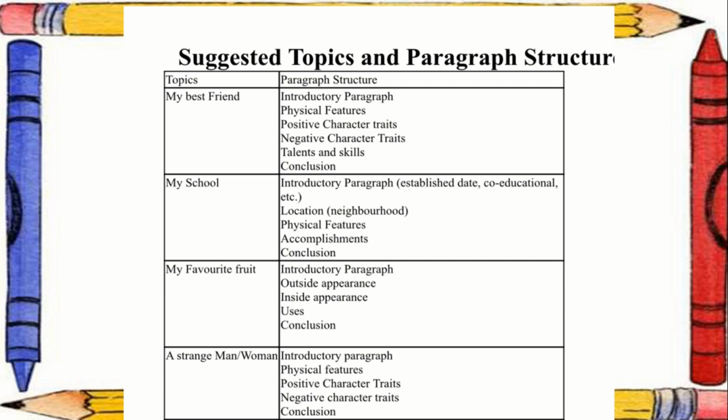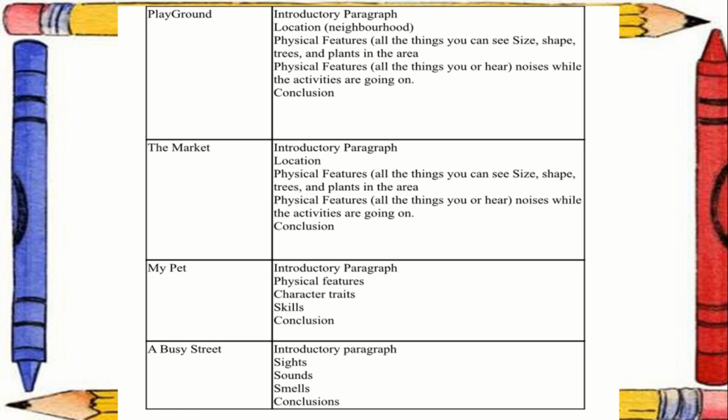So you can write a descriptive about my best friend, as we just said, my school, my favorite fruit, a strange man or woman. And of course, I suggested some topics for the various paragraphs in your descriptive piece. So these are some others: the playground, the market, my pet, a busy street. And again, if you look on the right side of the page, these are the suggested topics for the various paragraphs. And you're going to be doing the same thing. Select words that you can use to describe the topic that you have chosen in the various paragraphs.